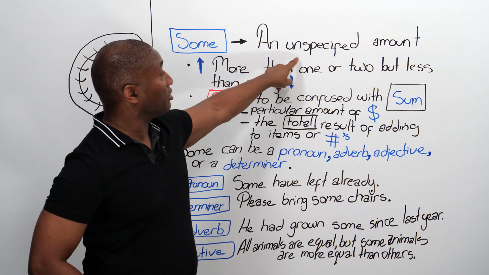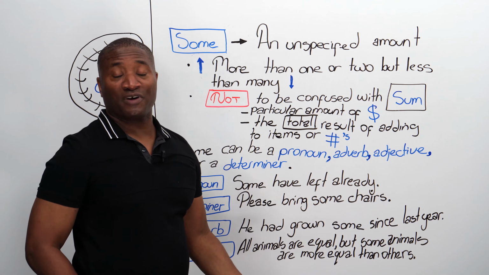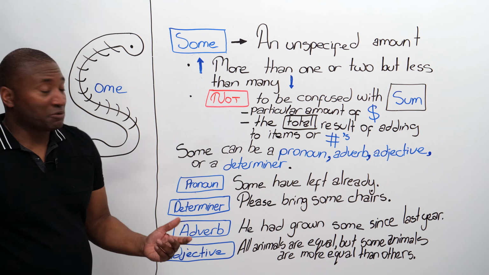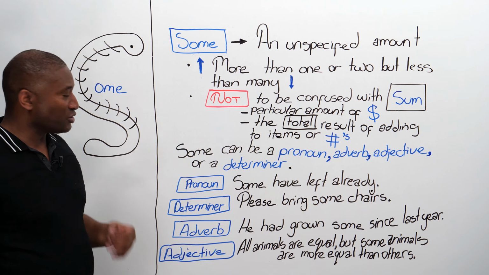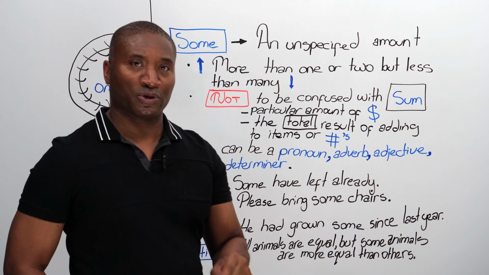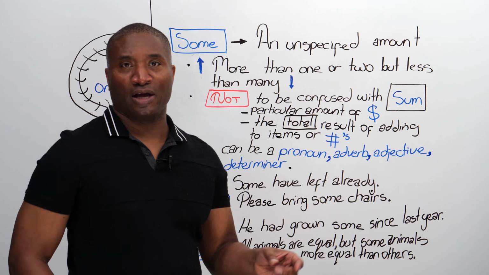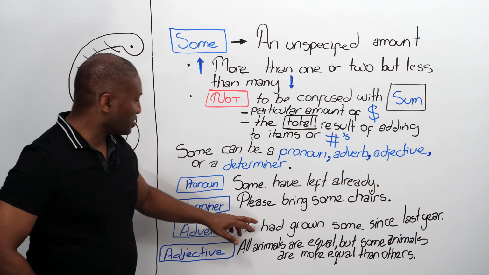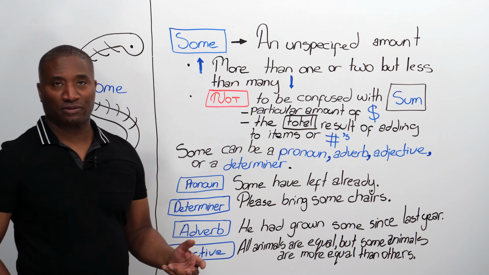Let's go back to the board. An unspecified amount. So we don't know if it's 3, 4, 5, or 6, but some have left. Okay? So they left the party already. Some have left the party already, for an example. As a determiner tells us what we're talking about. It determines the object we're talking about. And you know the or the, an or a are also determiners, right? So this falls in that category. So when I say, please bring some chairs, this is where it's determining how many chairs.